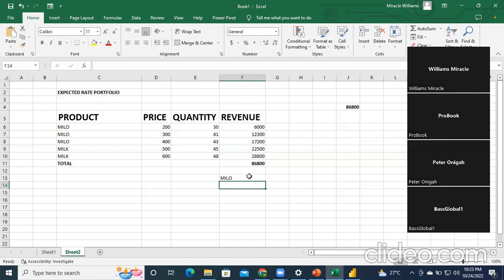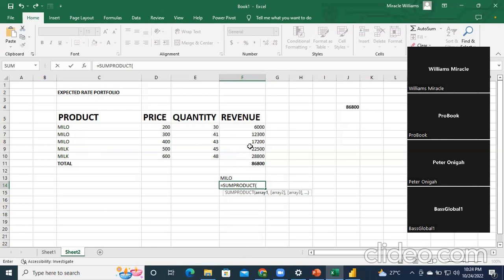Now you come here to Milo and you say equal to sum product. When you put sum product, you're also going to seek what we have here, which has to do with array 1. At this point, array 1 is going to be all the products because you want to calculate the revenue for only Milo. You're going to do it this way so that in case you are also asked, if Milo is this amount, what's the total revenue for Milk?